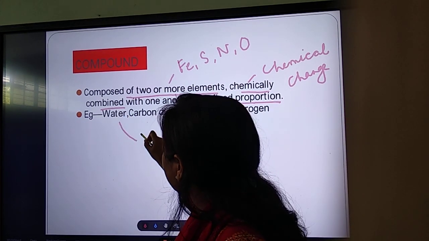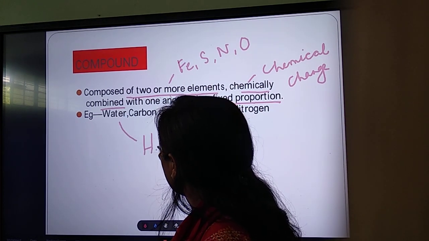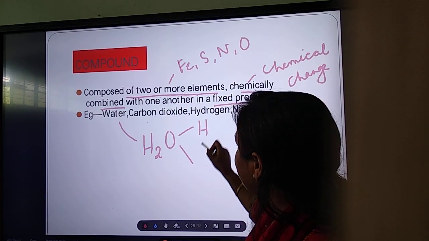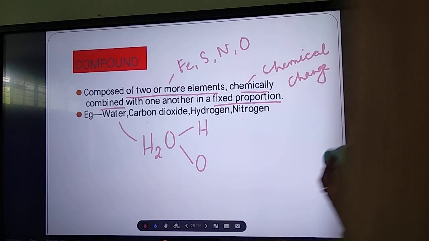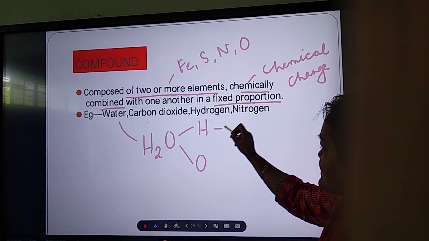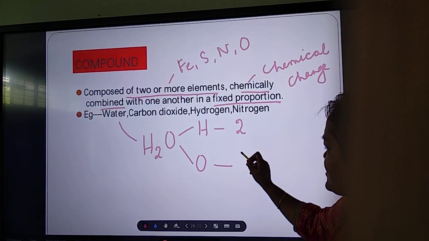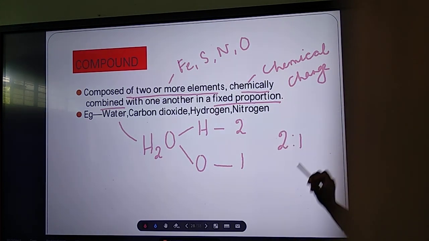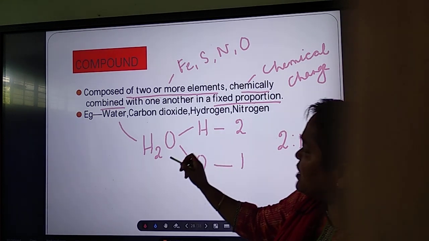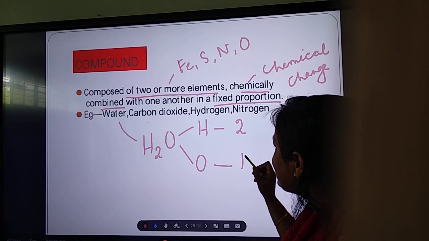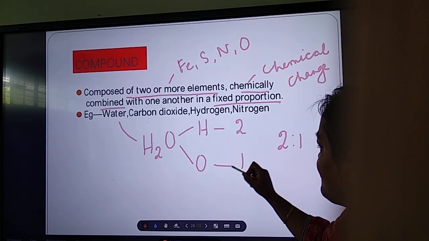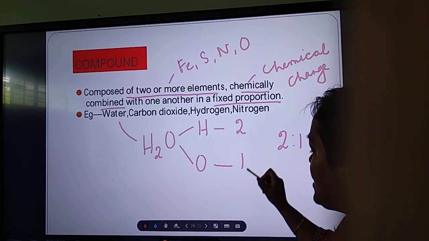So let's take the example of water. The formula of water is H2O. The elements present in water are hydrogen and oxygen. How many atoms of hydrogen? 2 atoms of hydrogen. How many atoms of oxygen? 1 atom. So what is the ratio of hydrogen and oxygen present? It is 2:1. Meaning whatever the source of water, you will always get 2 hydrogen atoms and 1 oxygen atom.